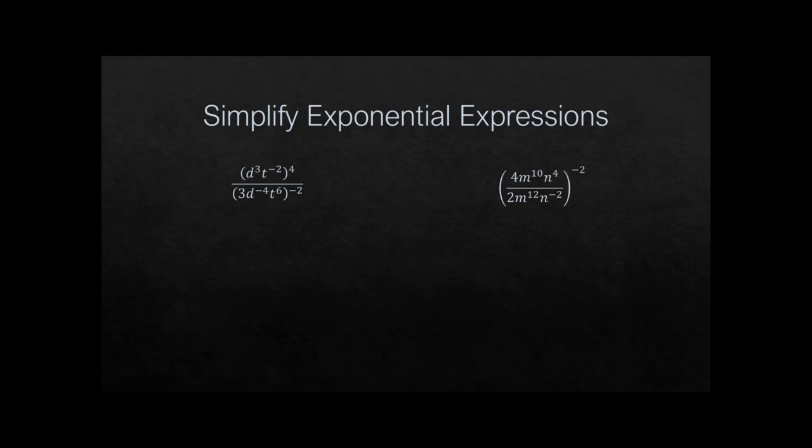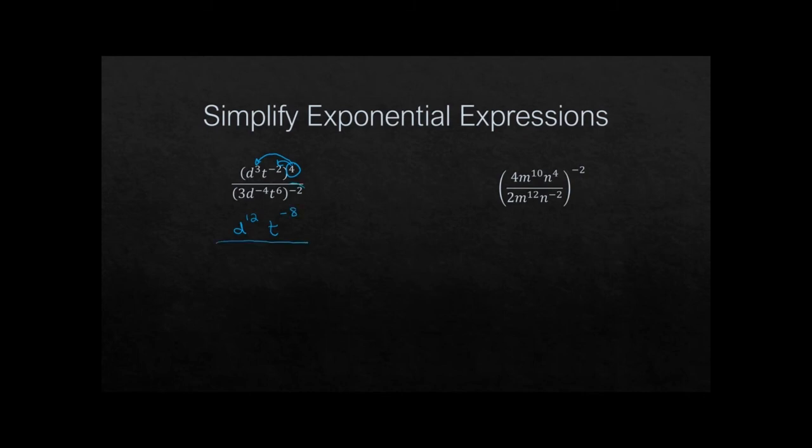So whenever I have exponents on the inside and exponents on the outside, I multiply first. So I'm going to multiply and I'm going to distribute. And I have not left myself a lot of room here. So I'm going to just do the multiplication step. On the top, you would have 3 times 4, so you're going to get d to the 12. And then with the t, you have a negative 2 times 4, so that's a negative 8.